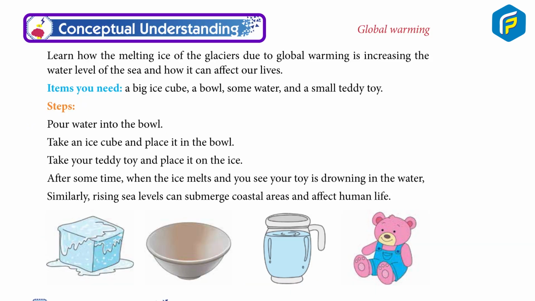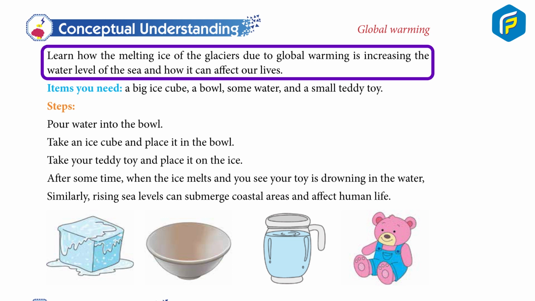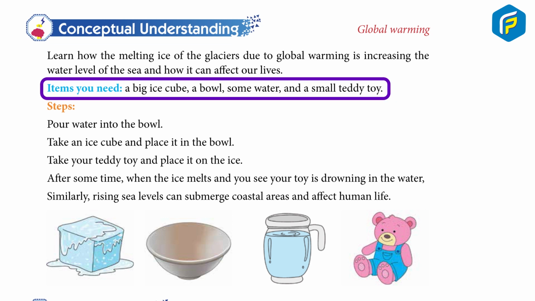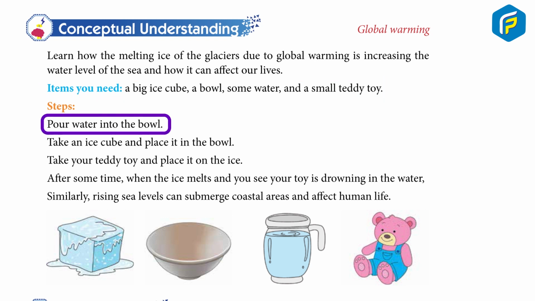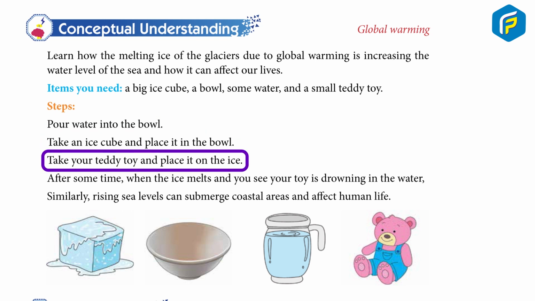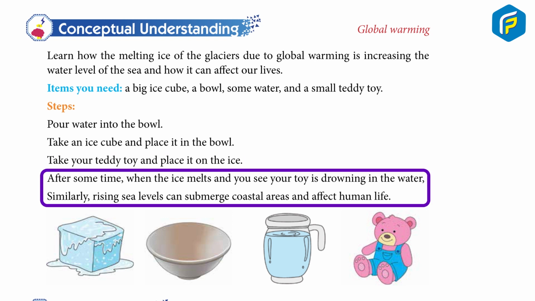Conceptual understanding. Global warming. Learn how the melting ice of the glaciers due to global warming is increasing the water level of the sea and how it can affect our lives. Items you need: a big ice cube, a bowl, some water, and a small teddy toy. Steps: pour water into the bowl. Take an ice cube and place it in the bowl. Take your teddy toy and place it on the ice. After some time, when the ice melts, you see your toy drowning in the water. Similarly, rising sea levels can submerge coastal areas and affect human life.